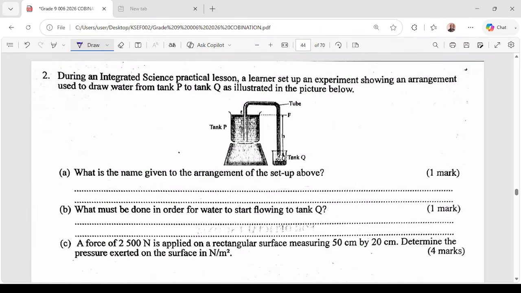Now we move to question B. I can see this is physics. During an integrated science practical lesson, the runners set up an experiment showing an arrangement used to draw water from tank P to tank Q. You can see tank P is raised, tank Q is not raised as illustrated in the picture. What is the name given to the arrangement of the setup? This is a siphon, and the process is siphoning.